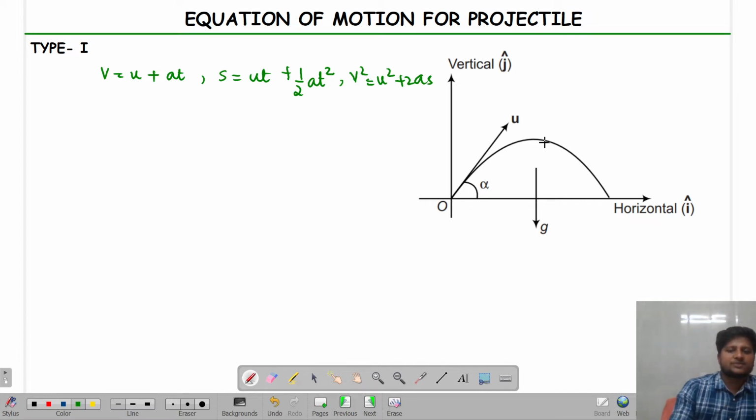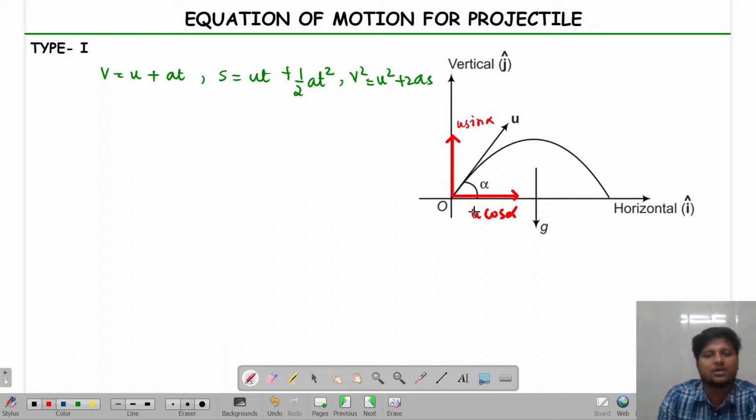Now, for this particular projectile, what we are going to do is write this whole equation of motion in terms of velocity components and different kinds of acceleration components. So now look over here. Perfectly try to look over here. This initial velocity has two components. One, u cos alpha along the horizontal. Another, the vertical component, u sine alpha along the vertical.